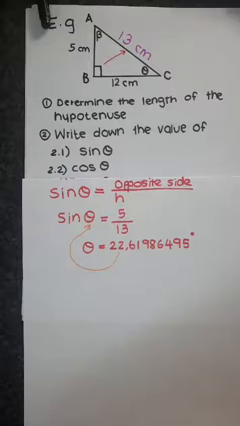equals 5 over 13. Exactly. Lovely. Okay. 5 over 13. I don't know if you guys can see it. Okay.